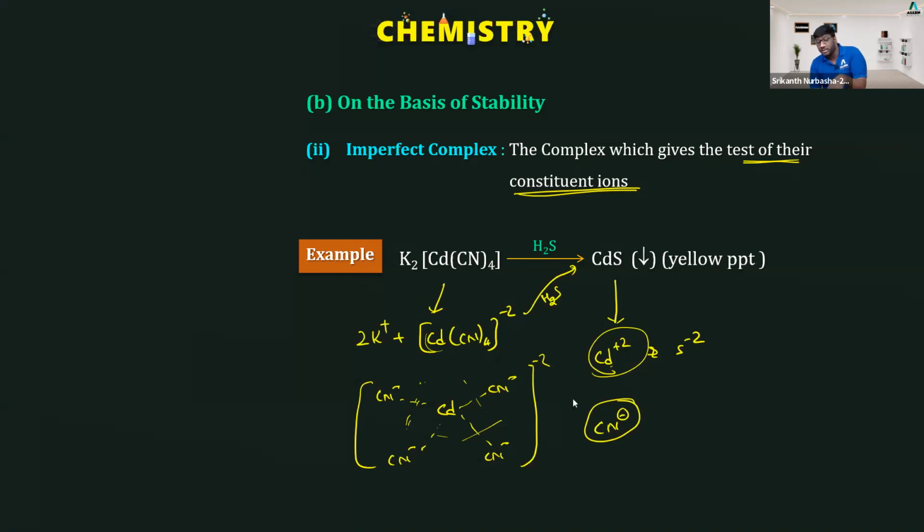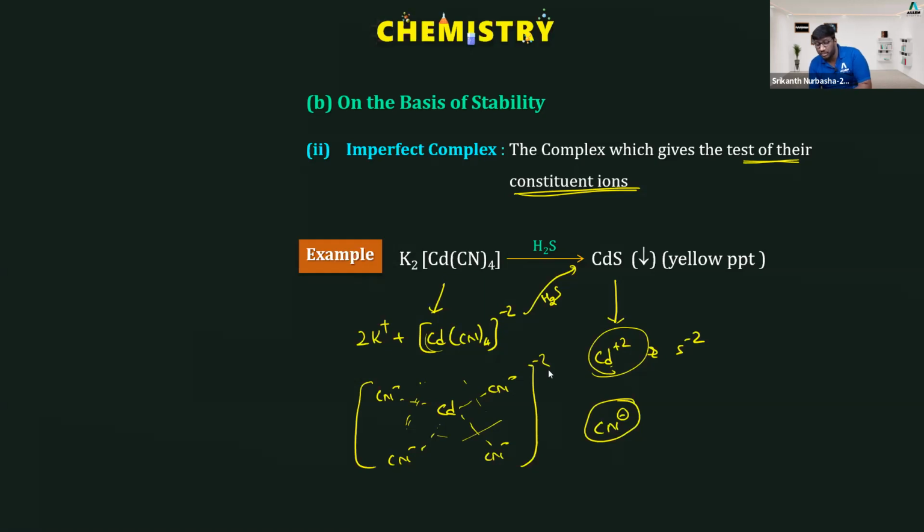Cadmium sulfide is present means Cd2+ ions are there. Cd2+ ions are present means the cadmium came out of those coordinate bonds. That means if cadmium came out of that coordinate bond, cyanide should also have come out of that bond. Yes or no? If two friends are there, very good friends, and one friend comes out of the friendship, automatically the other friend is also out of the friendship. Yes or no?